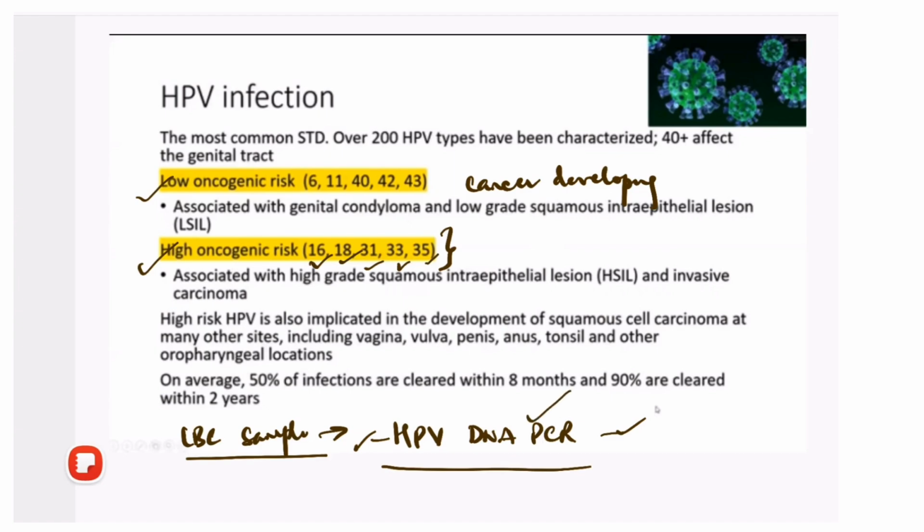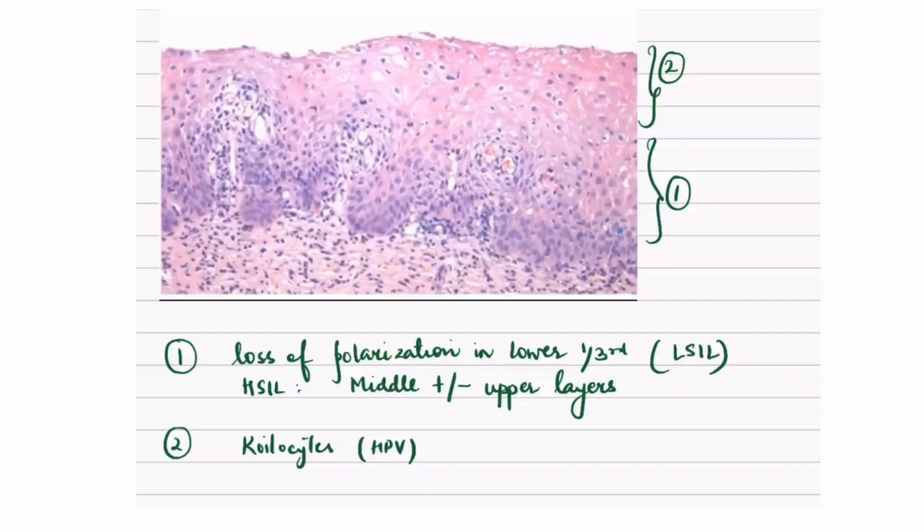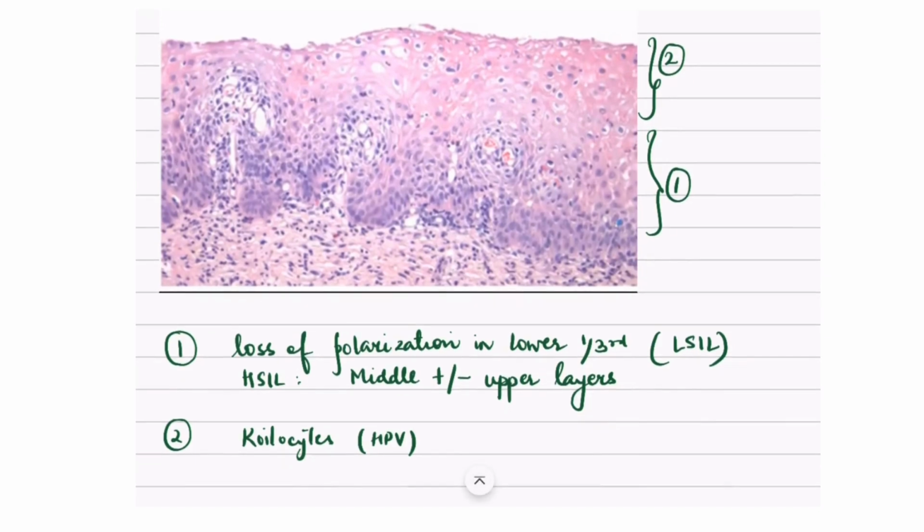So HPV DNA PCR should be suggested if a cervical biopsy exhibits any coilocytic changes or any kind of dysplasia. You cannot miss this. Let's see, is it LSIL or HSIL?